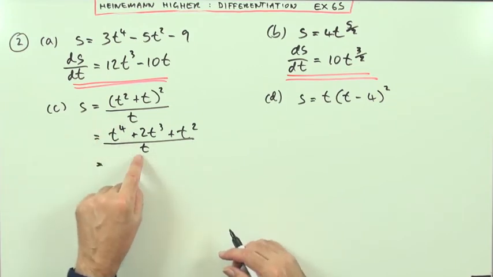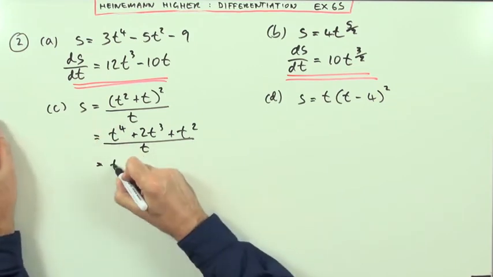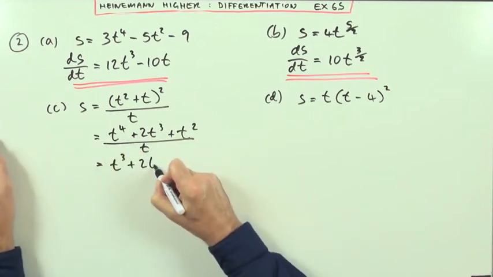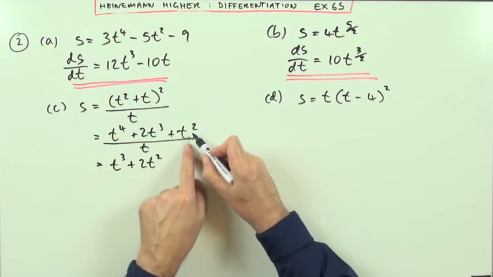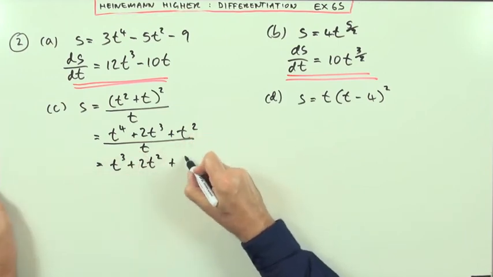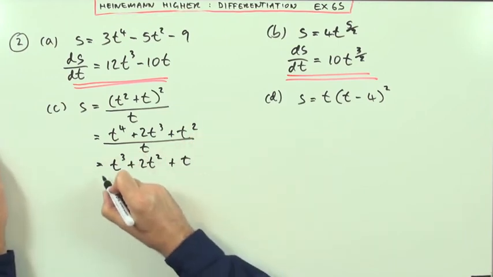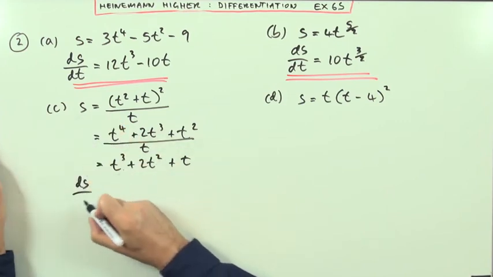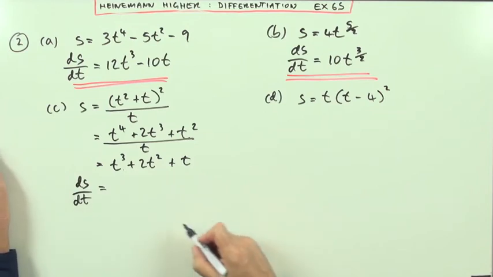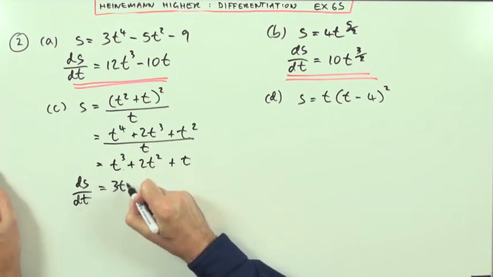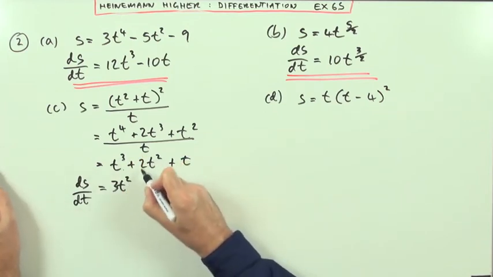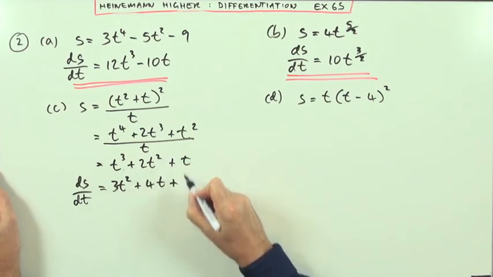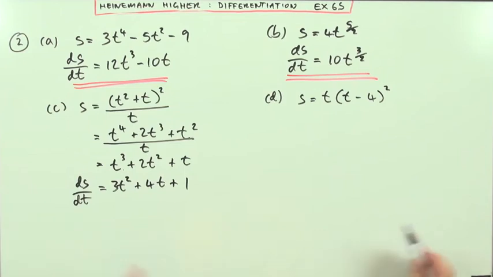So I've got t to the 4 divided by a t, which will be t cubed. I've got 2t cubed divided by the t, which is 2t squared. I've got t squared divided by the t, which just gives me a single t. Now it's fit to go, so I can differentiate it. ds, because that variable's s, by dt, because that variable's t, multiply by the power, 3, take 1 off the 3, 2, multiply by the power, 4, take 1 off the power, 1, don't need to show it. Linear term, coefficients, just 1. That's that one done.